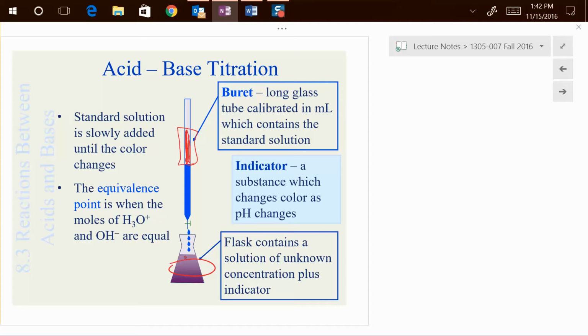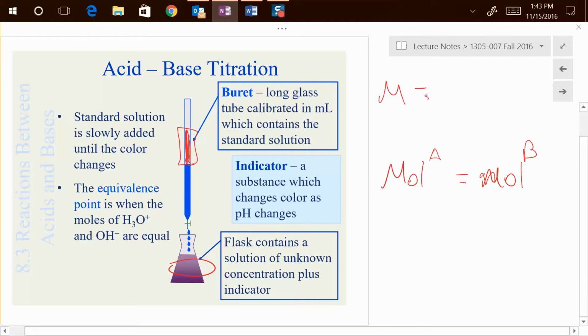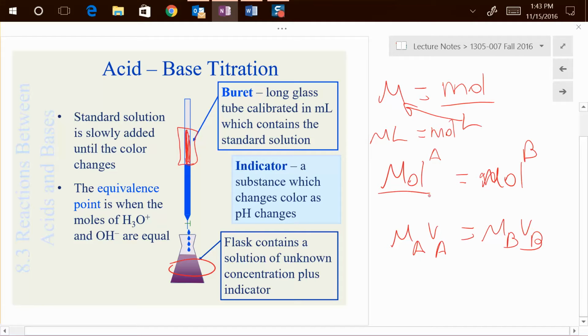Okay? And also, because the moles of the acid are equal to the moles of the base, and if you consider the molarity equation, molarity equals moles over liters, well, molarity times liters equals moles. So molarity of the acid times the volume of the acid, which is the liters, is equal to the molarity of the base times the volume of the base, if the moles of A are equal to the moles of B. And now I have an equation that simplifies how to calculate the unknown concentration of an acid or a base.